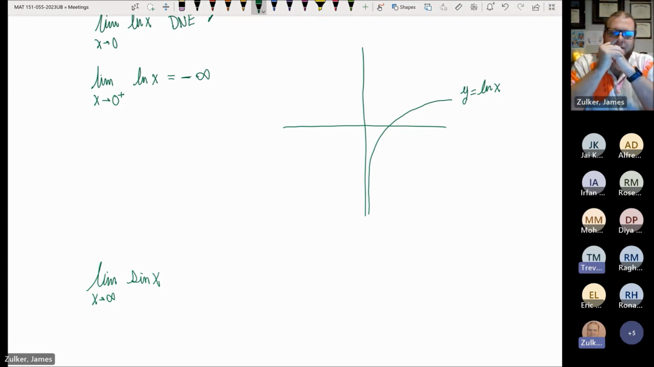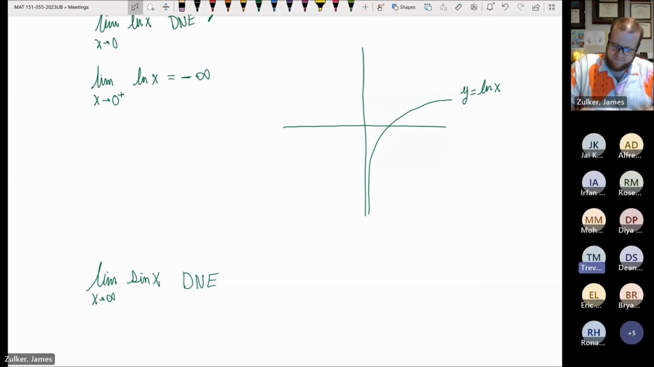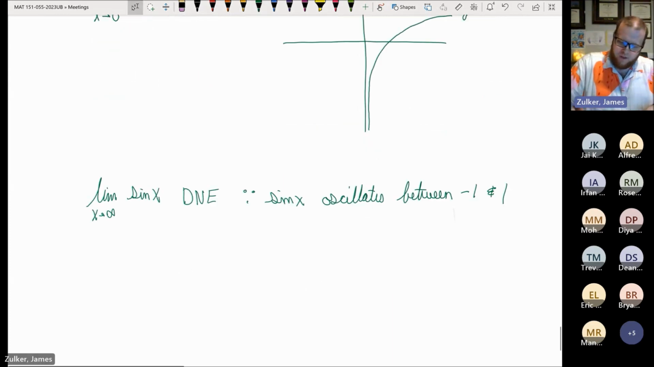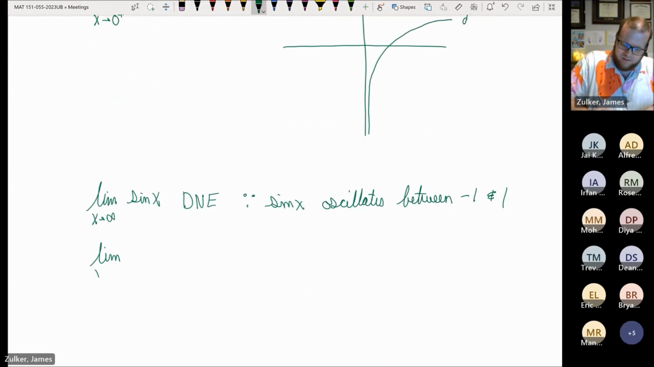Does not exist. Why? Because it stays in between 1 and -1, bouncing back and forth. Right? It oscillates between -1 and +1. So, real quickly then, what about cosine of x?